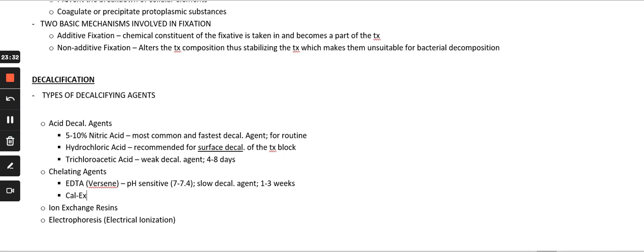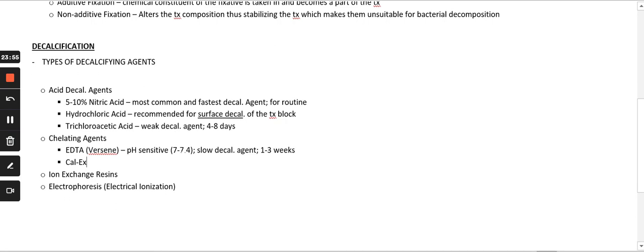Gatawag-tawag pa Japon mo sa inyong ex, charot. Your Cal-Ex is another example of your chelating agent. So far, what I can say about Cal-Ex is that it is also a somewhat slow decal agent. I don't know the time it takes for it, pero kana siya.